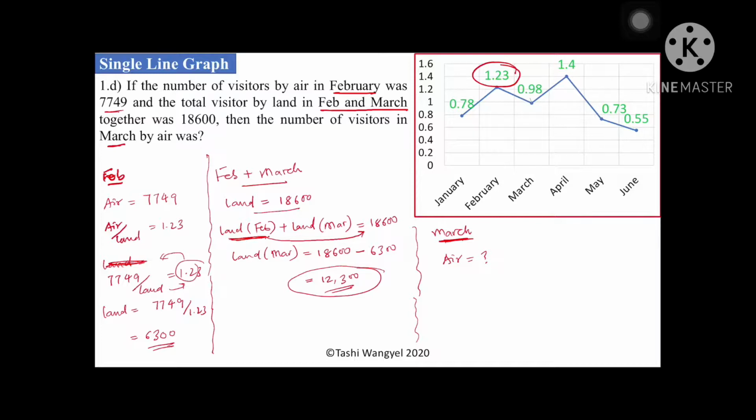The ratio of air to land in March is 0.98. So the number of visitors by air is equal to 0.98 times the number of visitors by land. In the numerator side, the number of visitors by land in March is 12,300. So the number of visitors by air in March is 12,054.